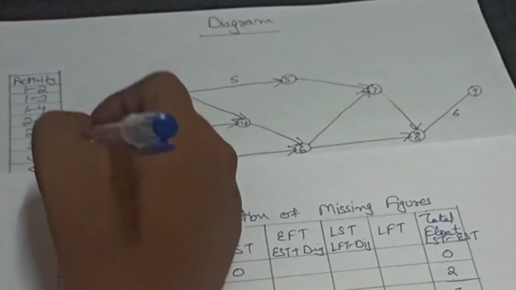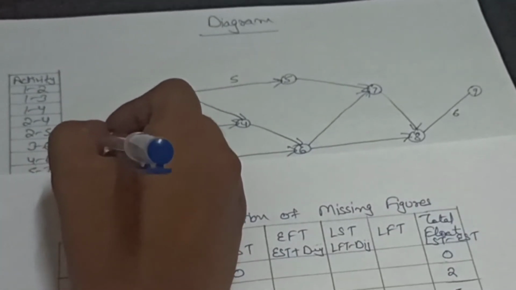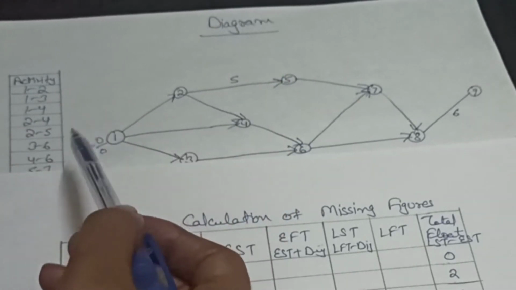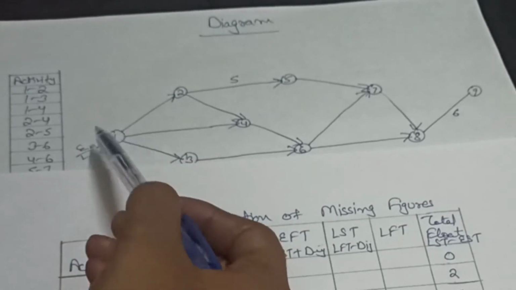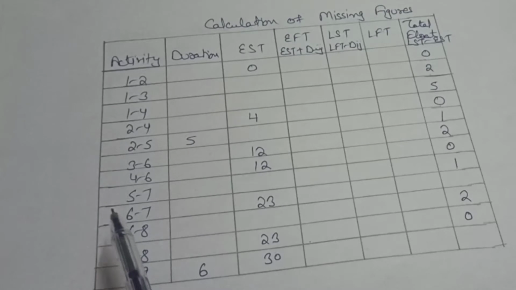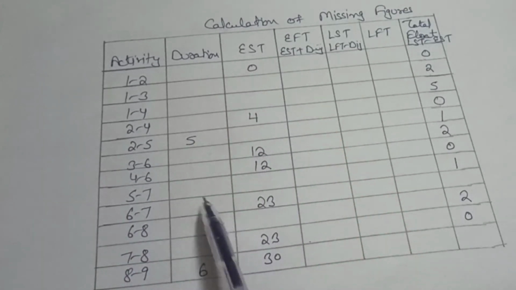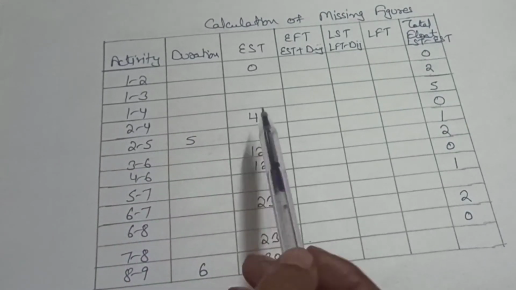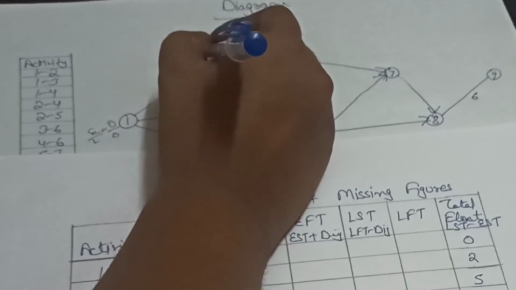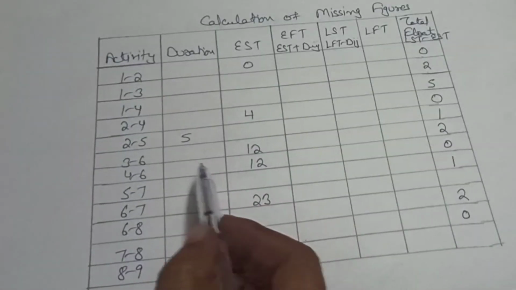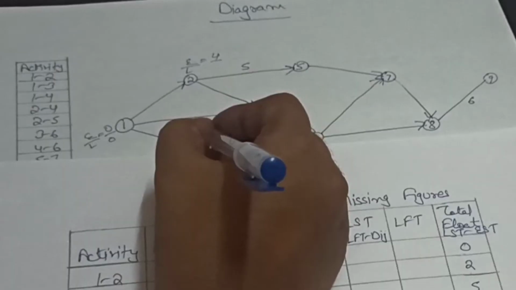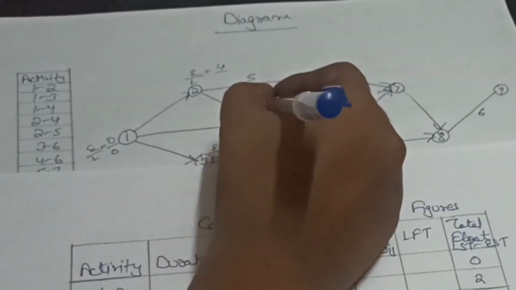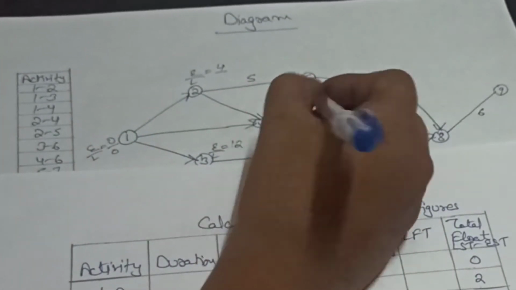As you know students, the E and L value for the first node are always 0. So we have E equal to 0 for the first node and L also 0 for the first node and first activity. After that we will write these E values for all given activities. As you can see, for 2 to 4 this activity E value is 4. So we will write 4 here. Then 3 to 6 E value is 12. Here 12. For 4 to 6 here also the E value is 12.